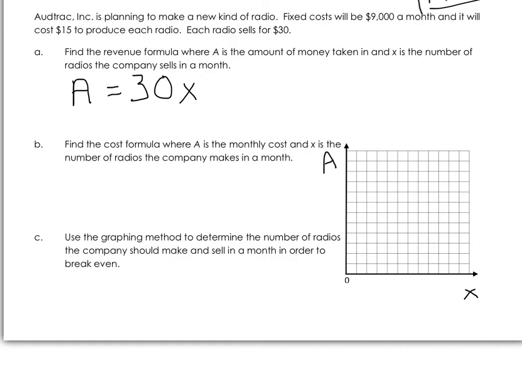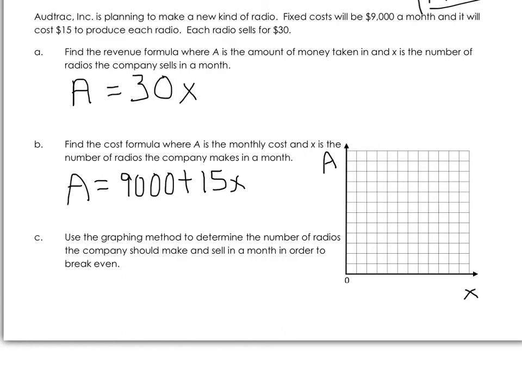Find the cost formula, where A is the monthly cost, and X is the number of radios the company makes in a month. So how much is it going to cost? Well, we have fixed cost. That's $9,000. That doesn't depend upon how many radios we make. Fixed cost would be things like insurance payments, the electricity, the rent. But it costs $15 for each radio that we make. So we have our fixed cost of $9,000 plus 15 times each radio that we make.